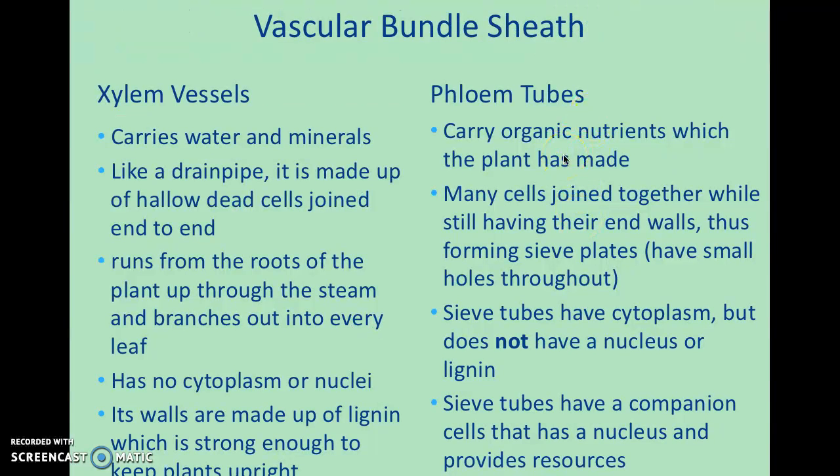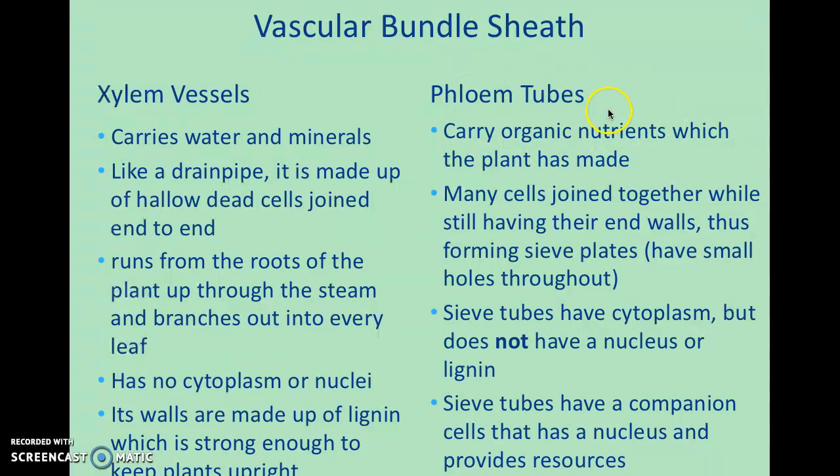So xylem carries water and minerals. It's like a drain pipe. It's made of hollow dead cells joined end to end. Runs from the root of the plant up through the stem. It should say stem, not stream. My bad. And branches out into every leaf. Xylems have no cytoplasm, no nuclei. Again, just think of them like drain pipes or straws. That's all they really are. Their walls are made up of lignin, which is strong enough to keep plants upright.